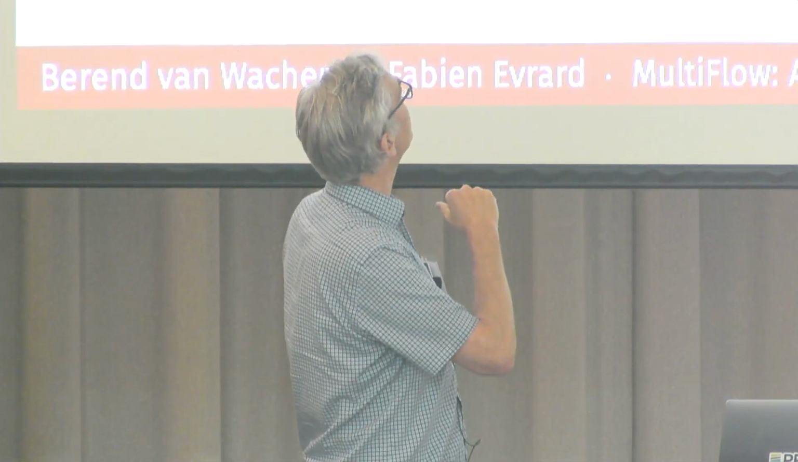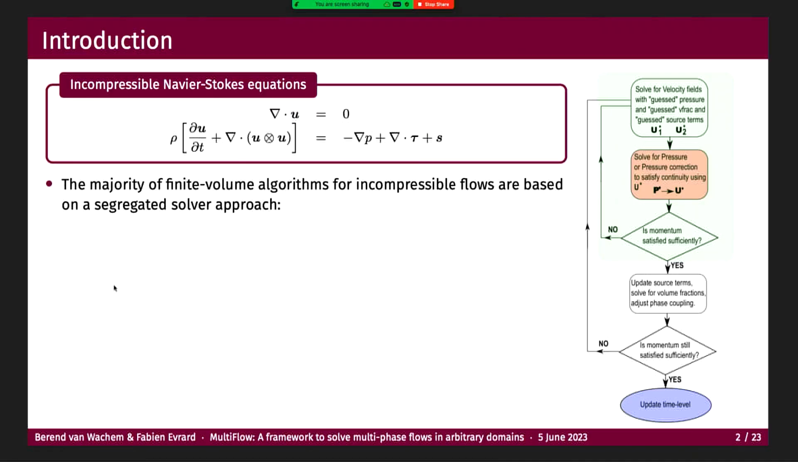You have the Navier-Stokes equation. I wrote down the incompressible form, the continuity equation and the momentum equation, and how you typically solve this if you read classic literature. You solve them for a guessed velocity field with a guessed pressure. You solve a pressure correction equation, which is typically a Poisson type of equation. After that, you satisfy continuity, but not necessarily momentum, so you check if momentum is satisfied. If not, you redo it and start the process with better guesses.